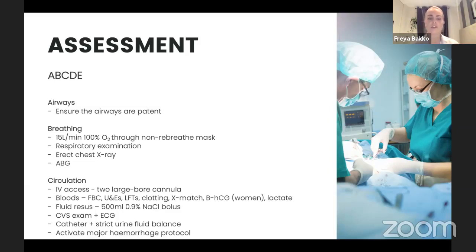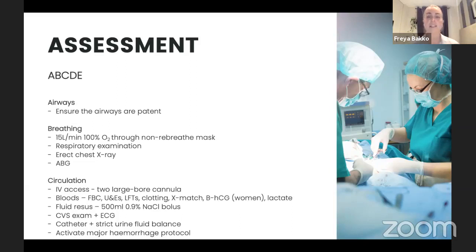Then you move on to do a full cardiovascular examination, and please ask for an ECG as this patient's tachycardic. You want to make sure that you measure his fluid output strictly. And for this, especially in an elderly man, it might be useful to insert a catheter.